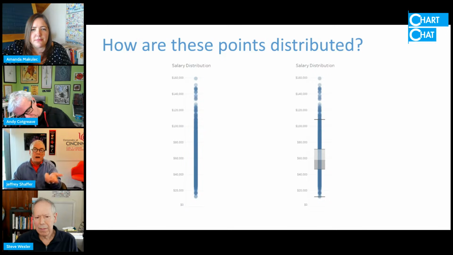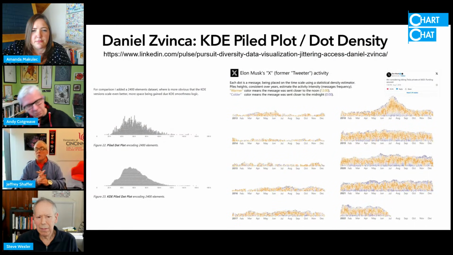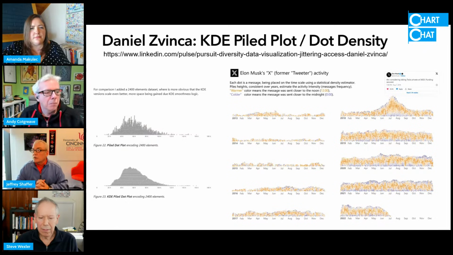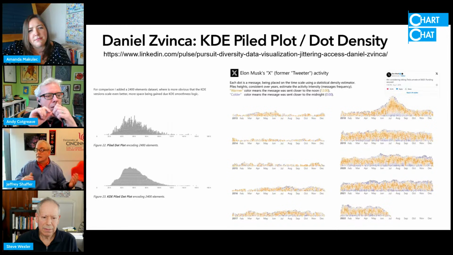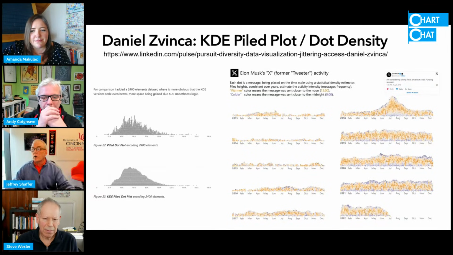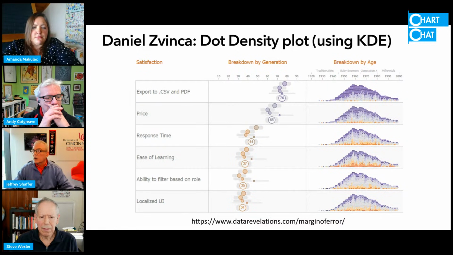If you only had 100 or maybe even 500, 800, 1,000 points, you could probably do it in an organized way like a histogram, just put a sort of a dot plot together that kind of gives you the distribution. But nobody's done better or more in this area than Daniel Zvinka. He's created this piled plot, this dot density, and it's just another way. It is kind of half of a violin plot, if you will, but it really shows the density of where those dots are. You have Elon Musk tweets, and you have a great blog post that Steve did on data revelations on some survey data where Daniel added a kernel density in there.